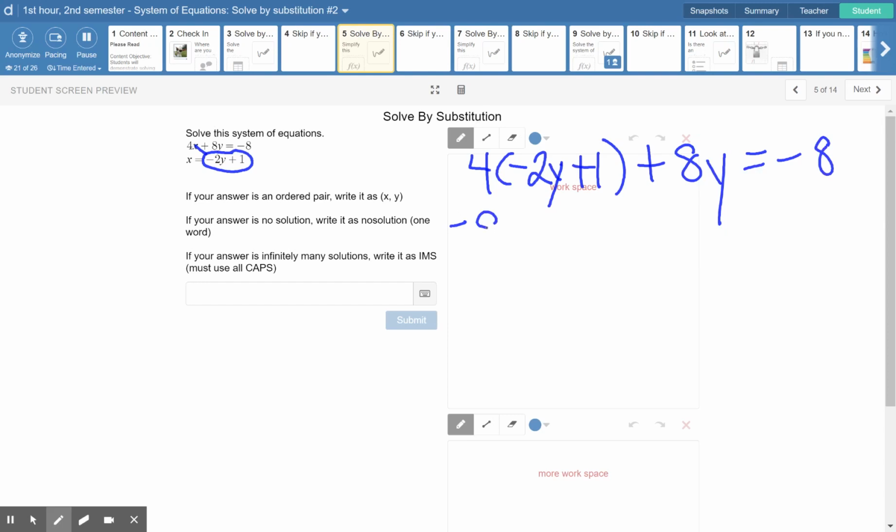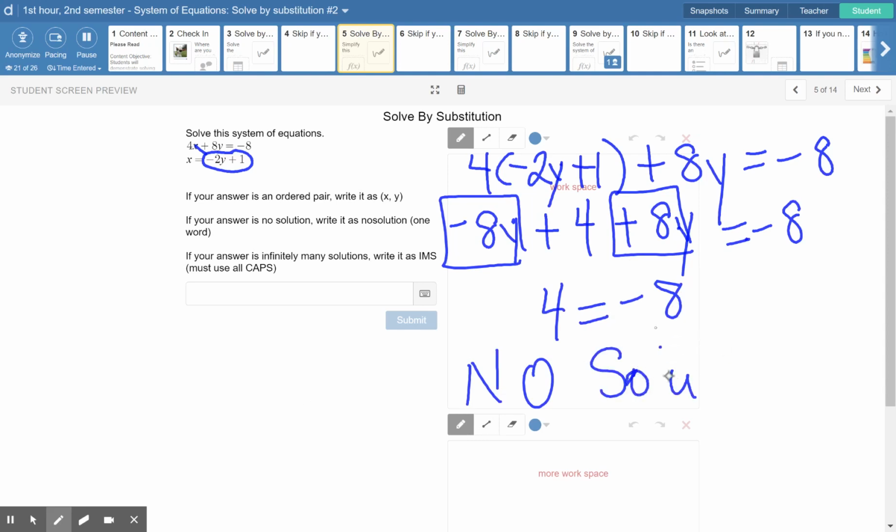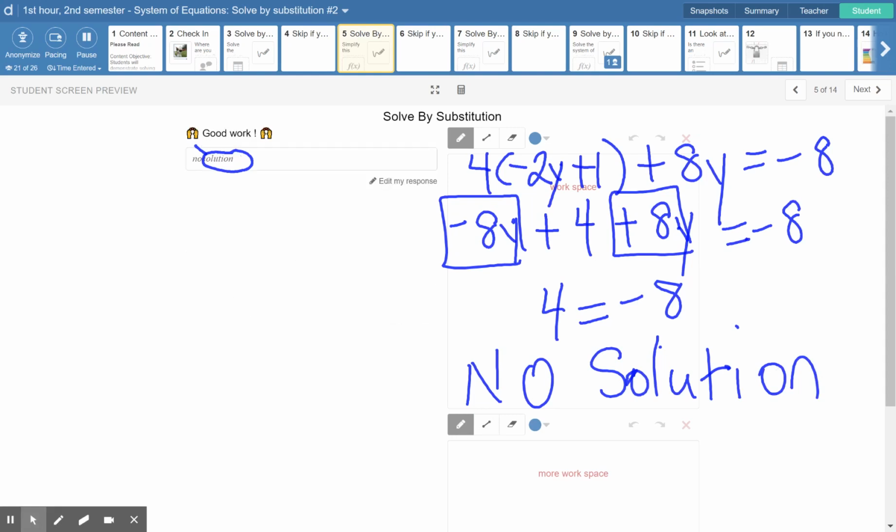So that will be negative 8y plus 4 plus 8y equals negative 8. So notice what happens to these y values. They cancel out. We are left with 4 equals negative 8. Which is no solution. There's no answer to make the system work. We can check. It says if it is no solution, it needs to be one word. All right, good work. Now let's move on to slide number 7.